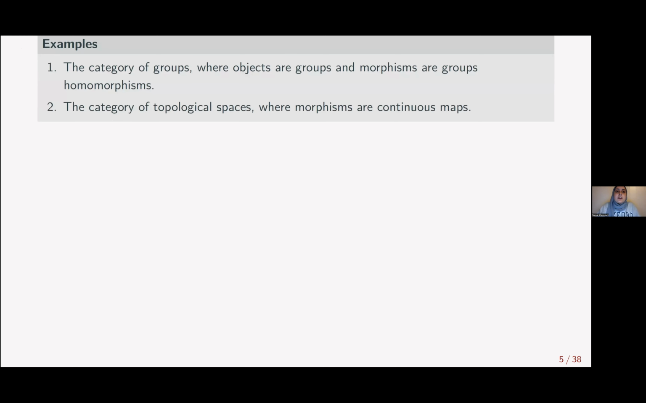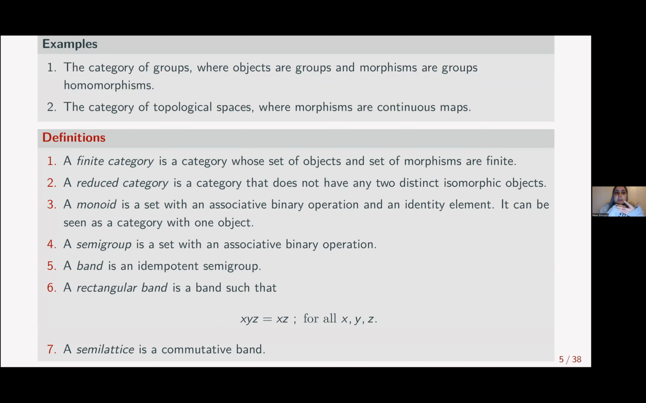And for example, we have the category of groups. The objects are groups and morphisms are group homomorphisms, and in the category of topological spaces, the morphisms are continuous maps. Then I will define some structures. These are like 7 definitions. It's a lot, but try to remember these definitions, because throughout the talk, we'll be mentioning all of them.